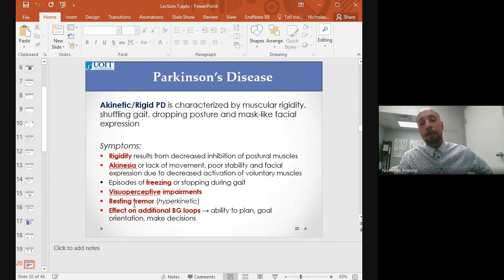And then we also see effects on the other basal ganglia loops. So we have decreased ability to plan or make decisions, or goal orientation. We see a resting tremor in the hyperkinetic version of Parkinson's disease. And then sometimes we see visuoperceptive impairments, so there will be effects with the oculomotor loop. So typically, the symptoms that we see with Parkinson's disease are a result of a problem with the basal ganglia motor circuit.